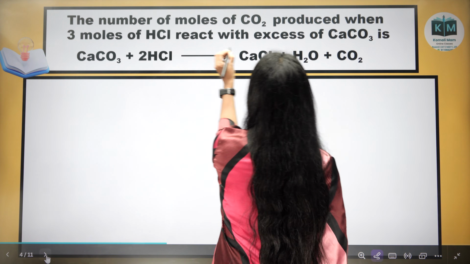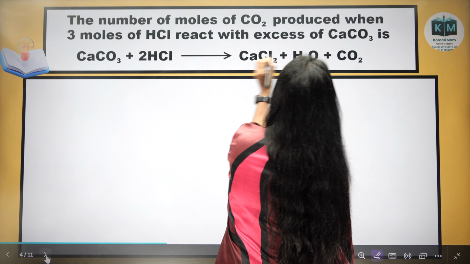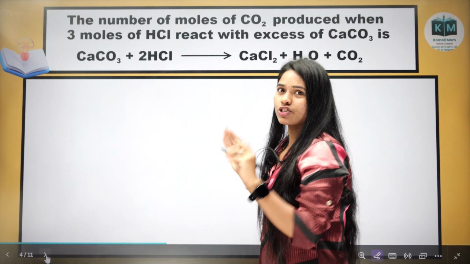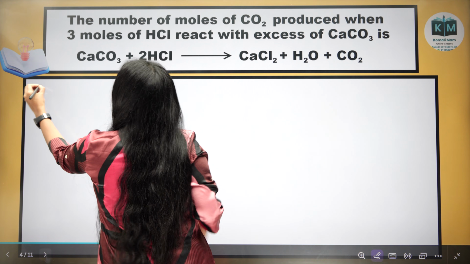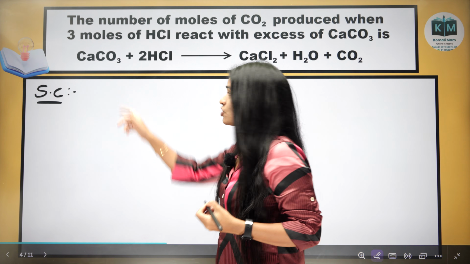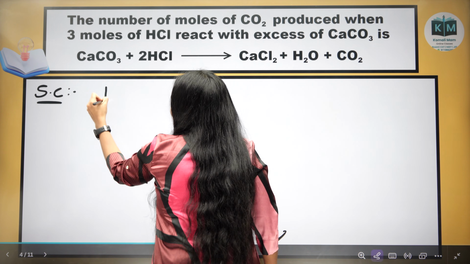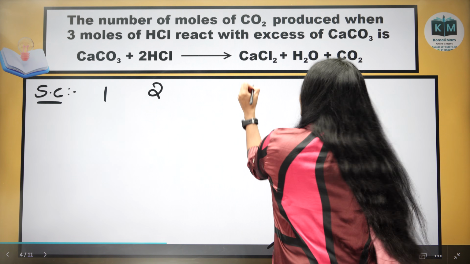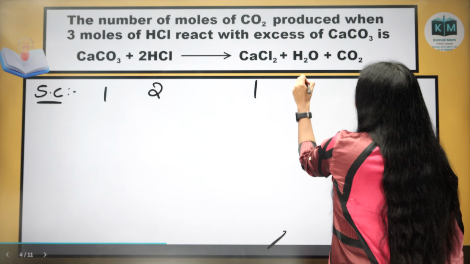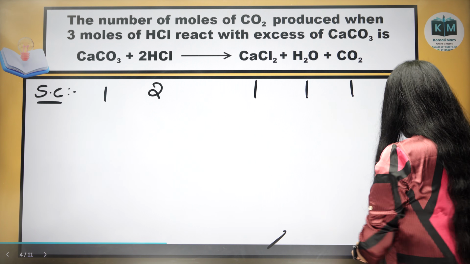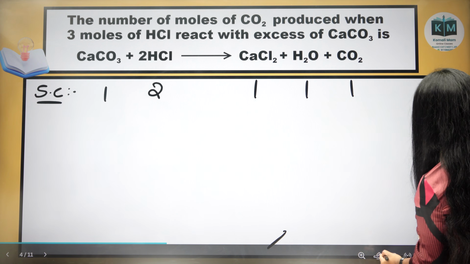CaCO3 plus 2 HCl gives rise to CaCl2 plus H2O plus CO2. When you see this question, step number 1: stoichiometric coefficients. What is the stoichiometry of the reaction? CaCO3 is needed 1 mole, HCl needed 2 moles. Products, how much will form? CaCl2 1, H2O, nothing is there, means 1. CO2 is 1 mole.